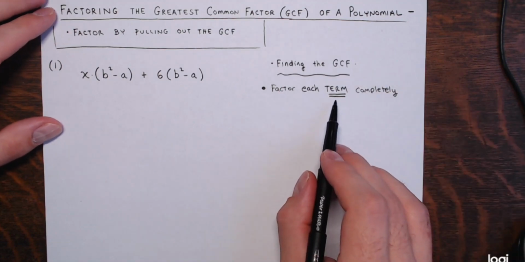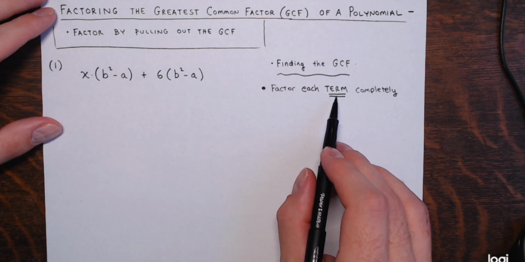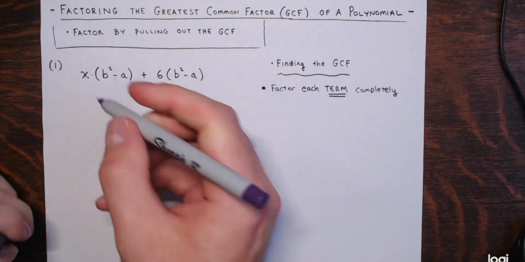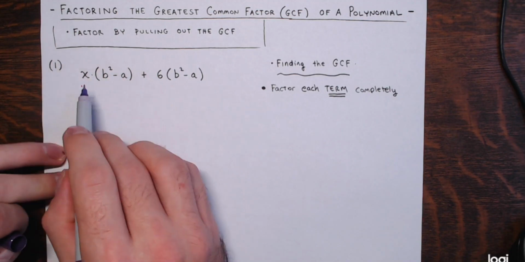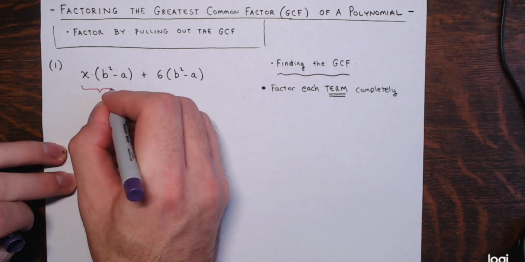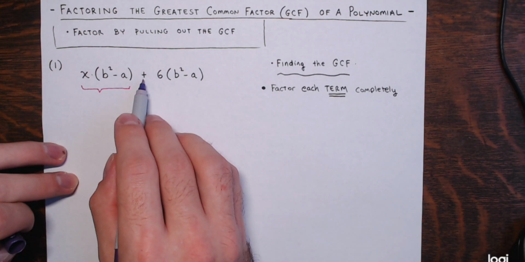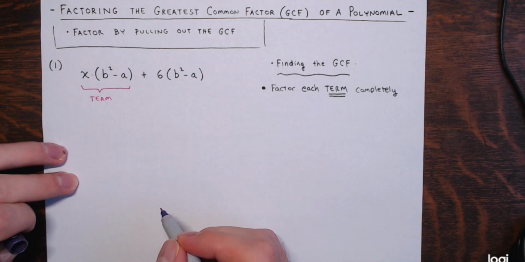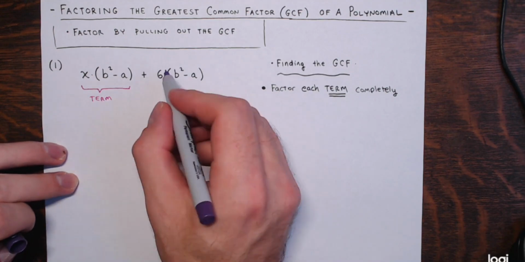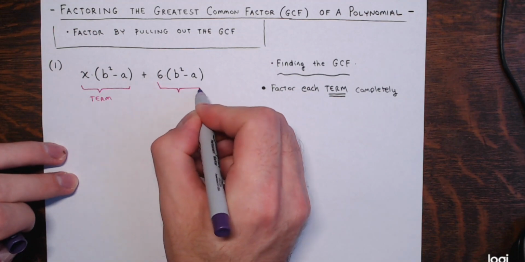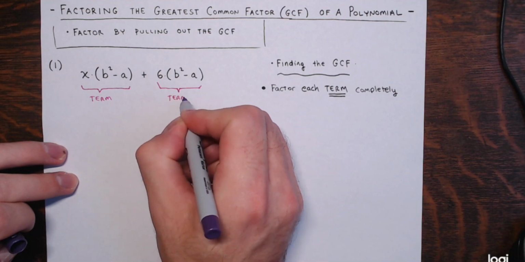Now a term of an expression is a product, and these are products that are separated by plus signs, separated by addition. So in this example, example 1, I have x times the quantity b squared minus a. This is a product. And then you have a plus sign. So this is a term of the expression. And then plus, we have another product here, 6 times the quantity b squared minus a. This is another term.